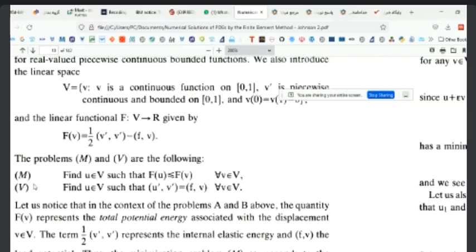And in the variational case, we want to find u belonging to the space V such that the inner product of u prime and v prime equals the inner product of f and v. Both of these two problems have the same solution as the differential equation D.